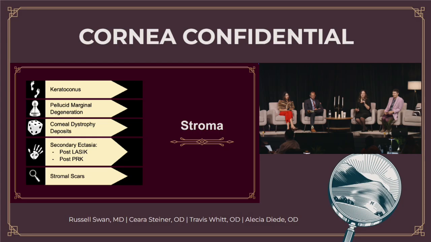Okay, let's move into the stroma. A couple different things there: keratoconus, pellucid marginal, corneal dystrophies and deposits, secondary ectasias coming from LASIK or PRK. And one I see almost every day is just different stromal scars because everyone welds and everyone gets metal in their eye.